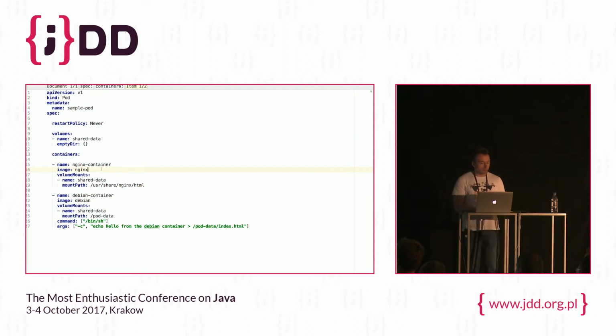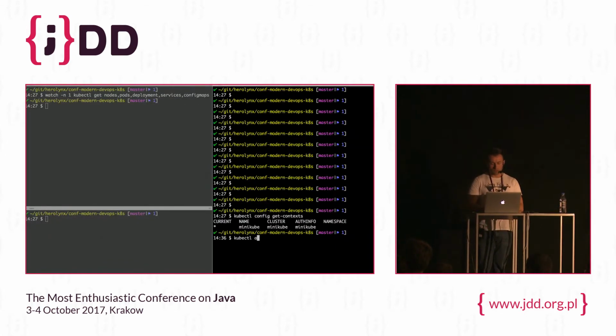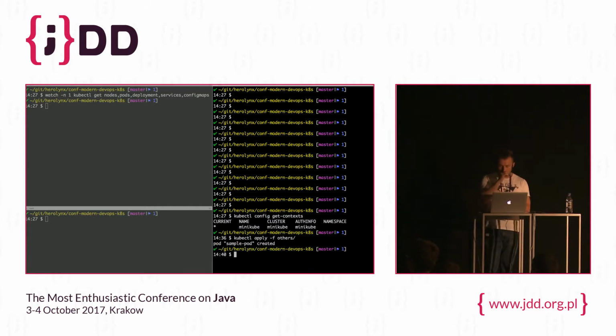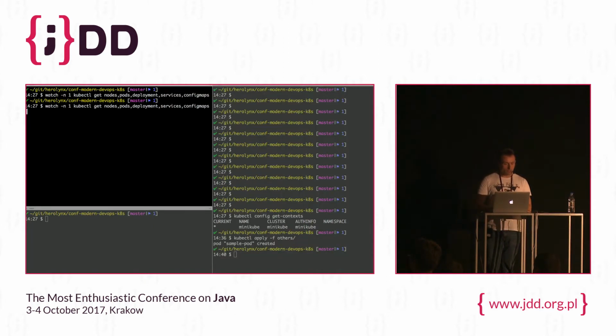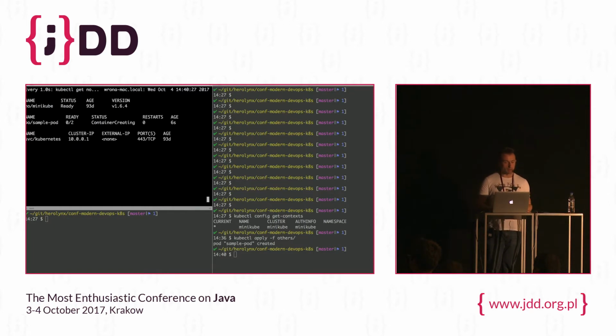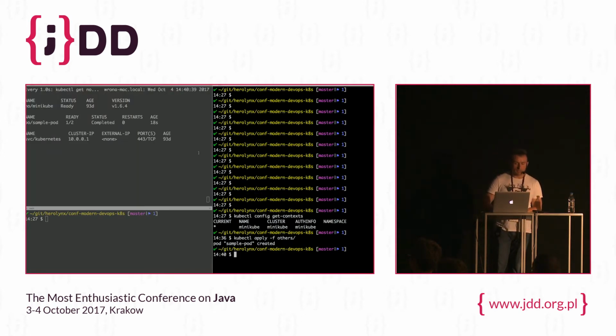Here we have a sample pod that is composed of two containers. We have one Debian container that will produce just a sample content that at the end will be delivered by the second container, which is Nginx. So let's create it. And basically, that's it. I will also get the information about nodes, pods, deployments, so basically everything we have inside of our cluster. In a second, it should be there. At the moment, yeah. Okay, so now we have our pod up and running.